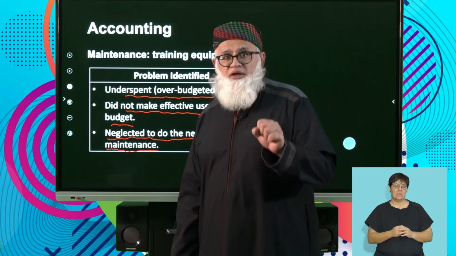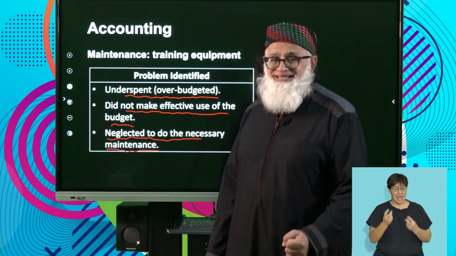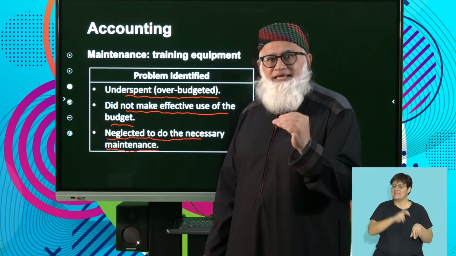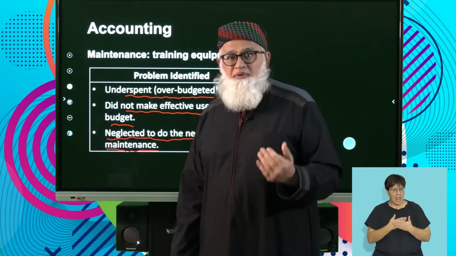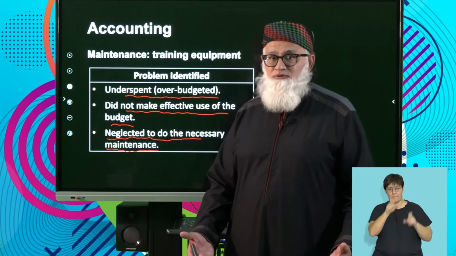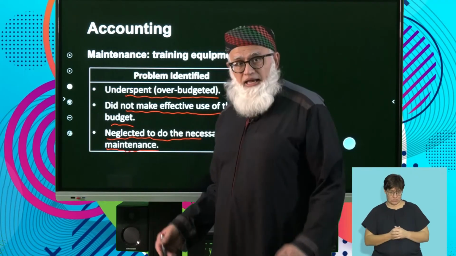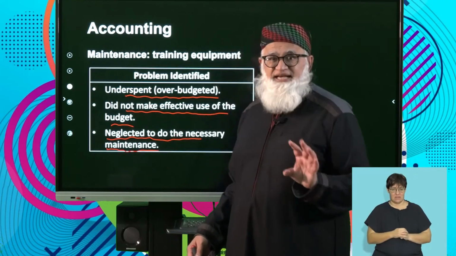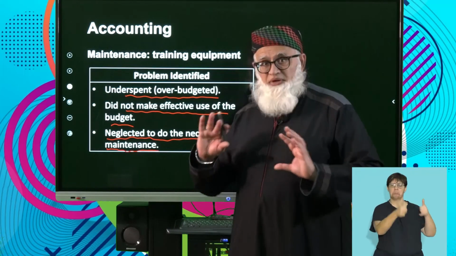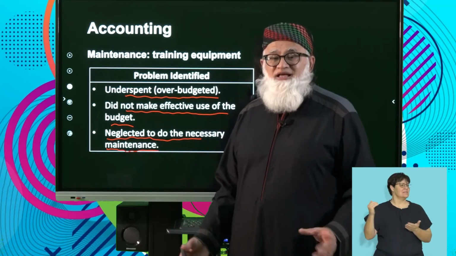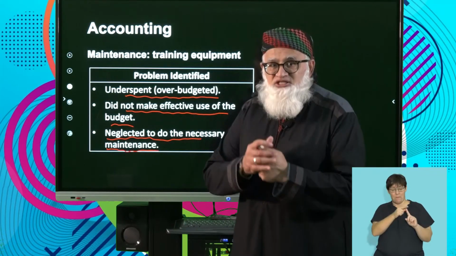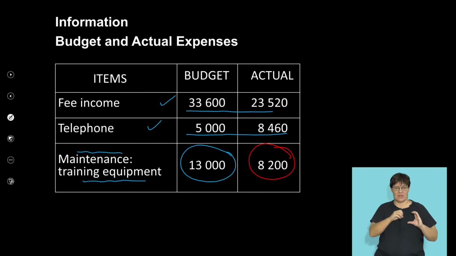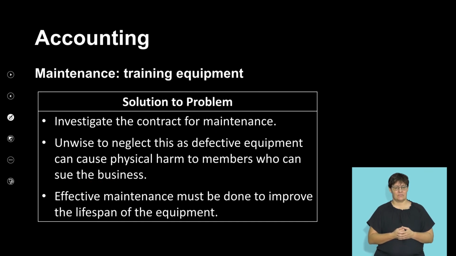Why? Because we all know that equipment in a gym needs to be maintained at peak performance because of its usage, right? So, although prima facie, at first sight, it appears that it was fantastic because we saved money, that's not the point. You've budgeted an amount of 13,000 Rand, right? But you've only spent 8,200. Now, how are we going to solve this problem?